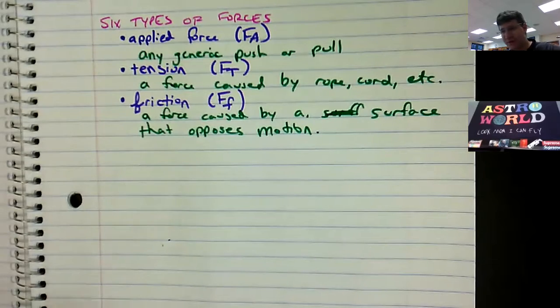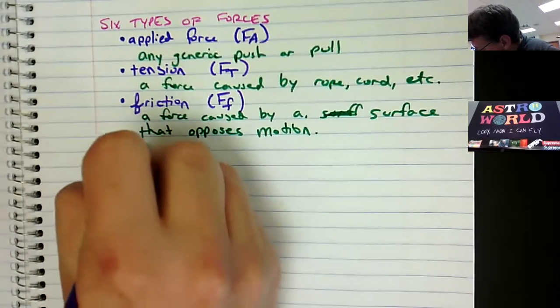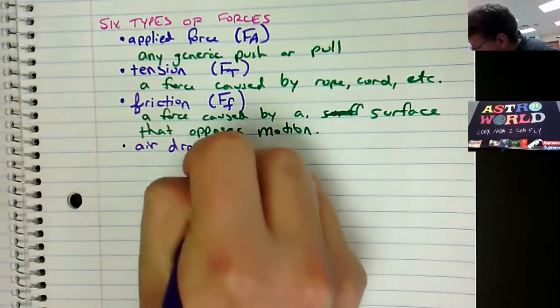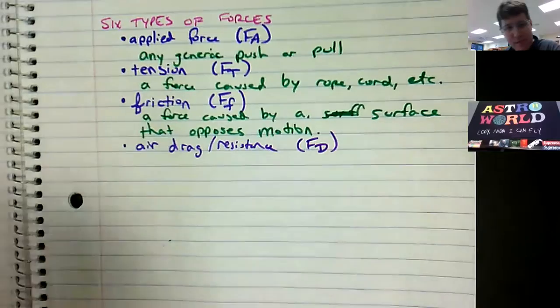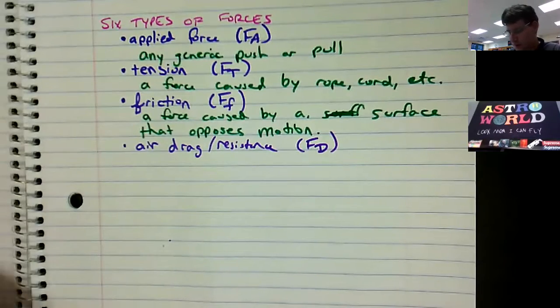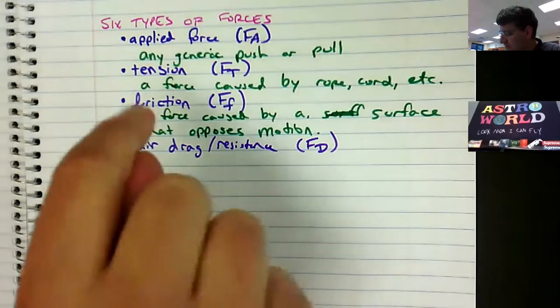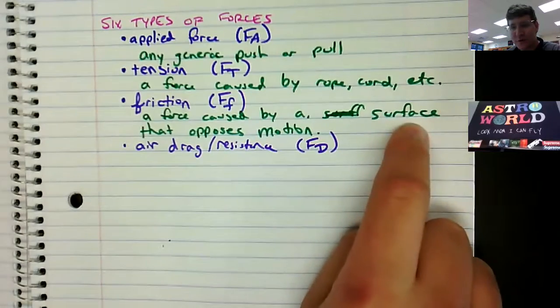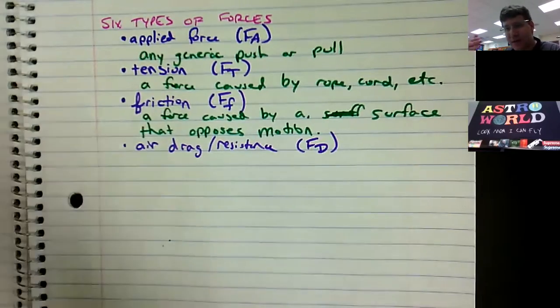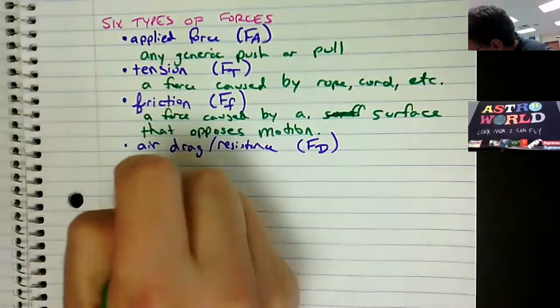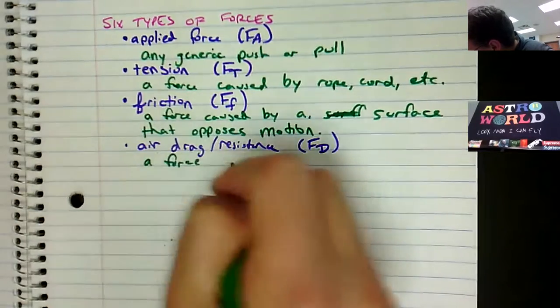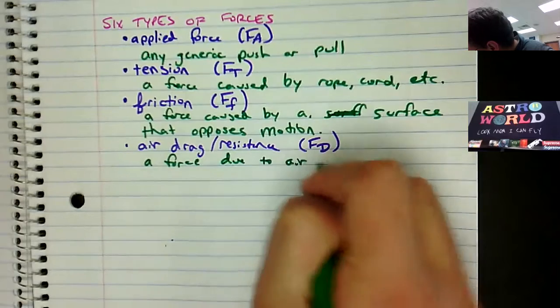All right, so we're halfway there, 3 of them. The next one we're going to call air drag or air resistance, and we're going to abbreviate that FD. Air drag is very similar to friction, except it's not due to a surface. It's due to air. When something plows through the air, it's actually a third law thing: as an object plows through the air, it puts a force on the air, and the air puts a force back on the object. So we're going to say it's a force due to air that opposes motion.